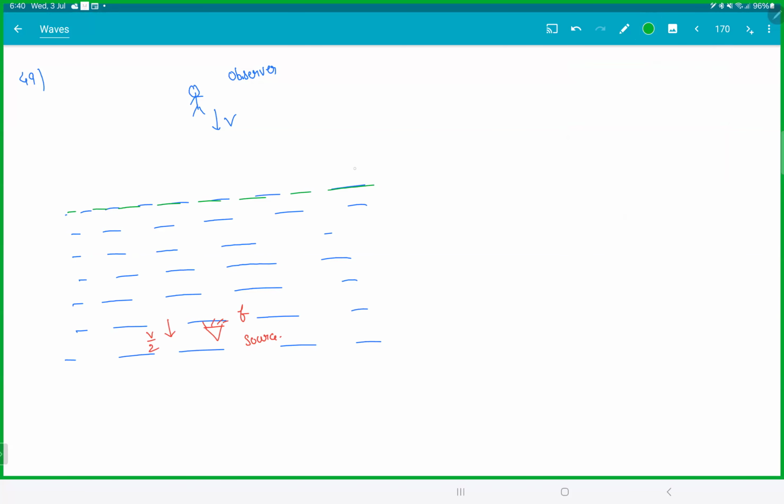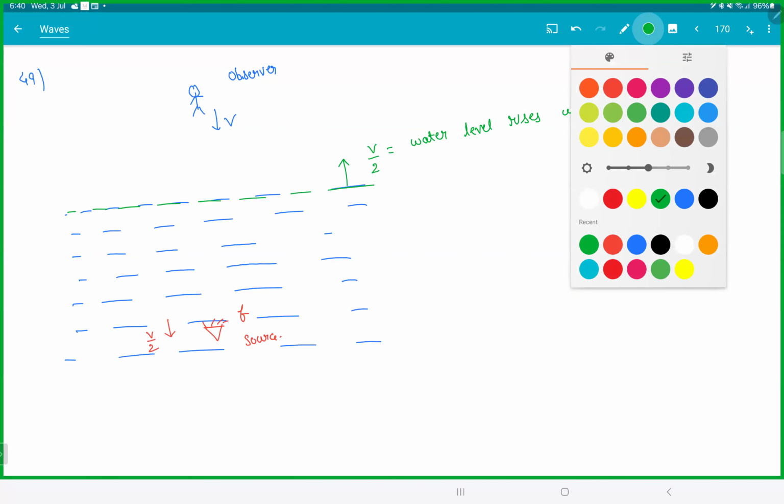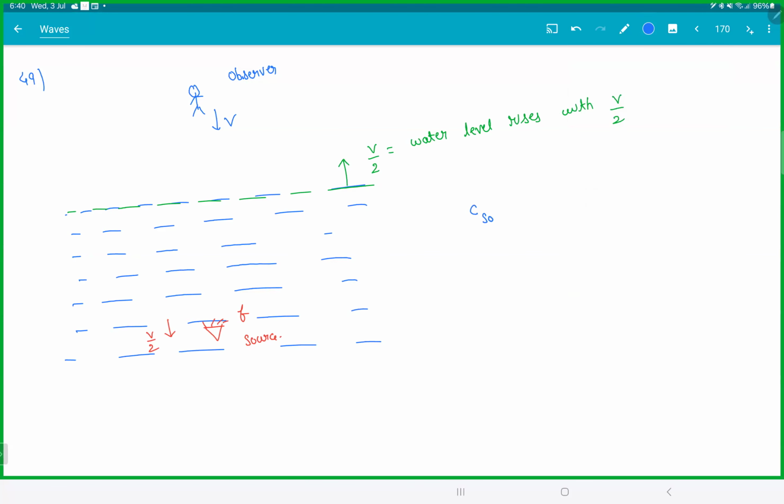And the liquid which is there is rising with v by 2. The water level increases at a rate of v by 2. Water level rises with speed v by 2. The speed of sound in air is c. The speed of sound in water is 4c.